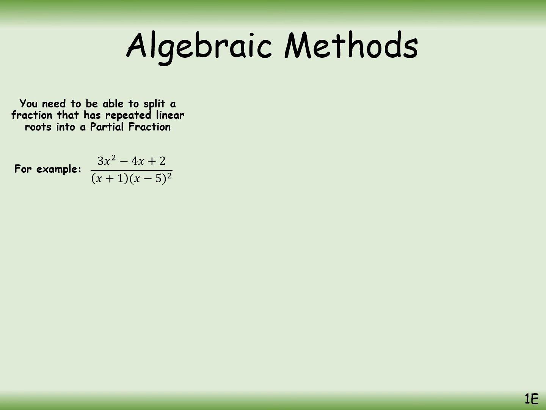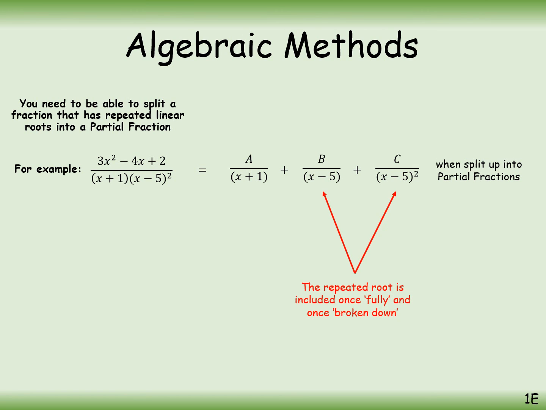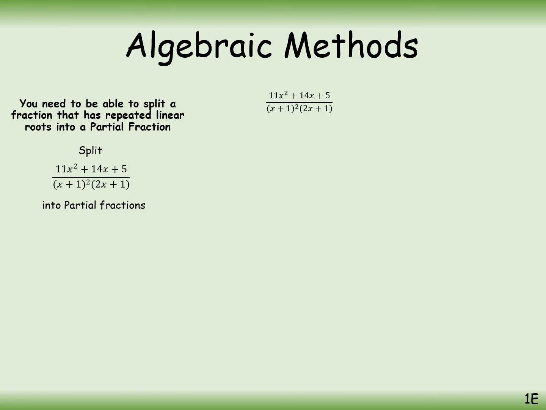So this one is slightly different in the sense we've got a repeated root in the denominator. So when we have a repeated root in the denominator, we could write this as a over x plus 1 plus b over x minus 5 plus c over x minus 5 squared. You cannot write this, and this is a common mistake, as b over x minus 5 plus c over x minus 5, because this is a repeated root. You have to write one with the square and one without the square. So now, bear it in mind, let's have a go at this question.